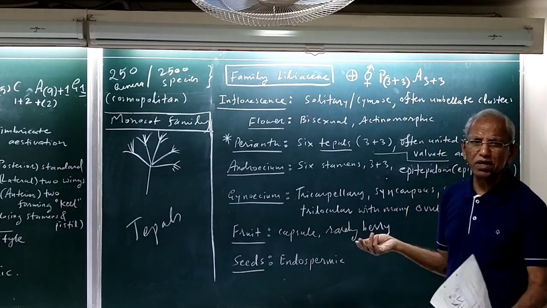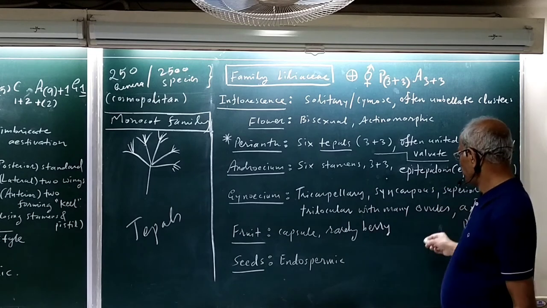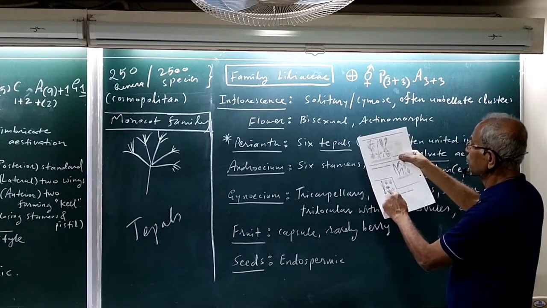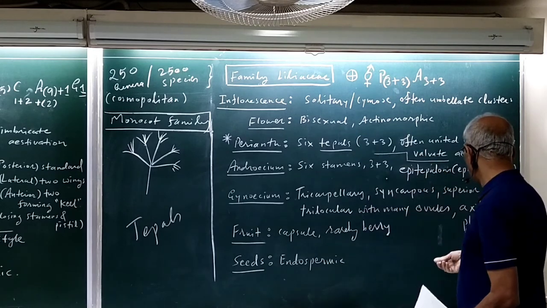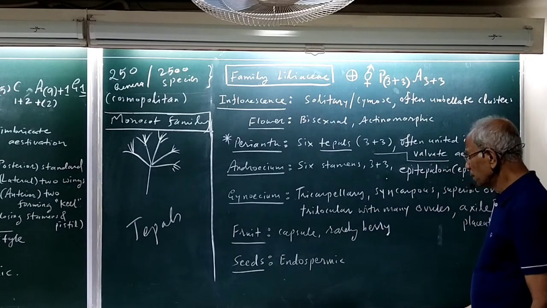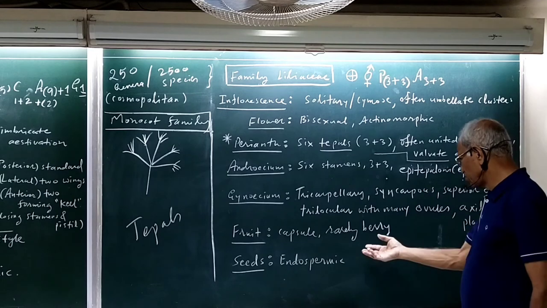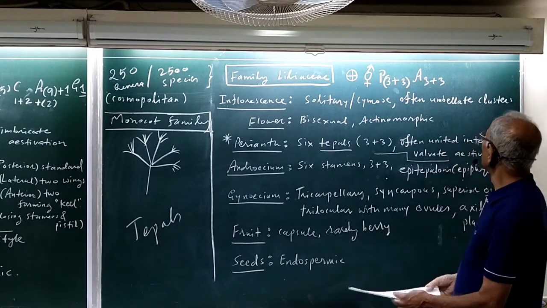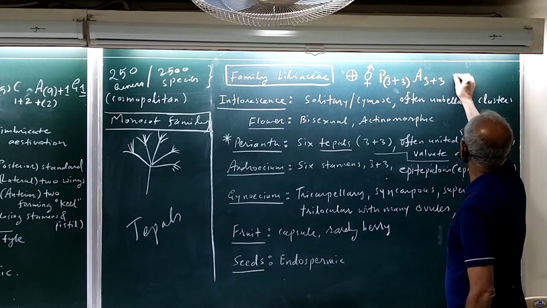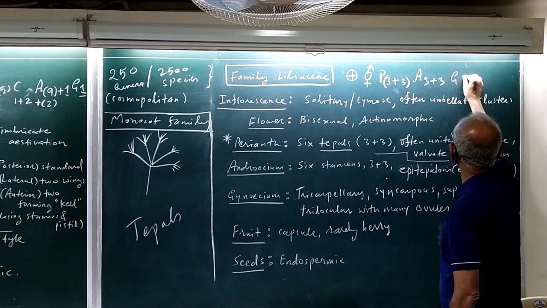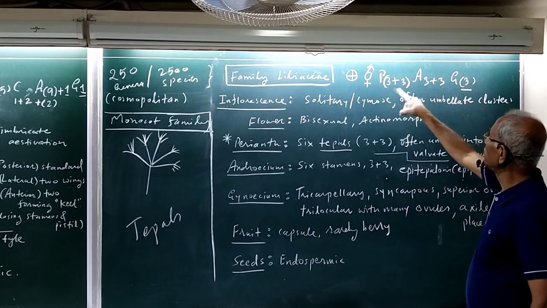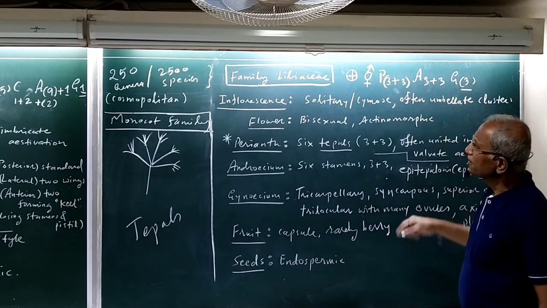And ovary superior, that means the flower is hypogynous. Trilocular, as you can see, the ovary is having three locules with many ovules and axillary placentation. Fruit is either capsule or sometimes berry, and seeds are endospermic. So I will continue to complete this. Gynecium, three united and superior. That's it. So this becomes the total formula for Liliaceae.